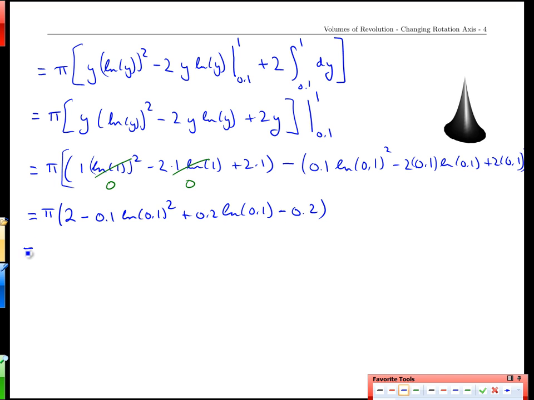And if we work all that out, we end up with approximately 0.8093 cubic units. And so the volume of that particular shape is approximately 0.8093 cubic units.